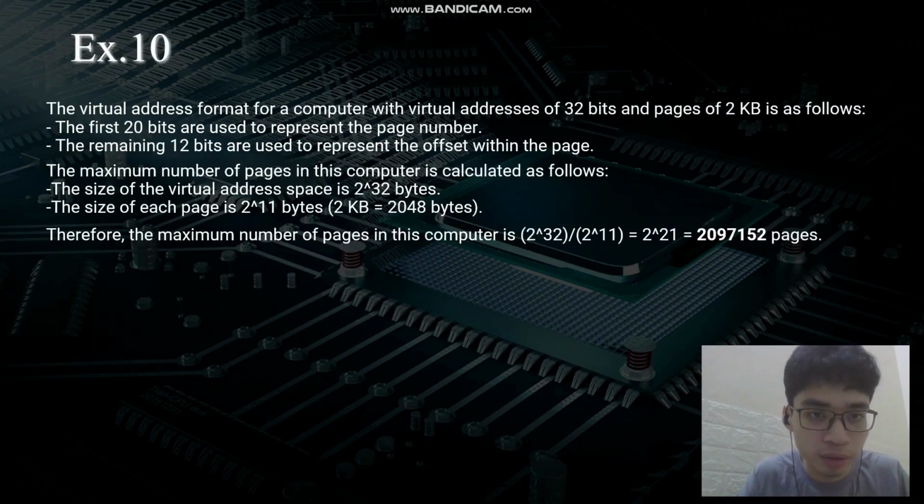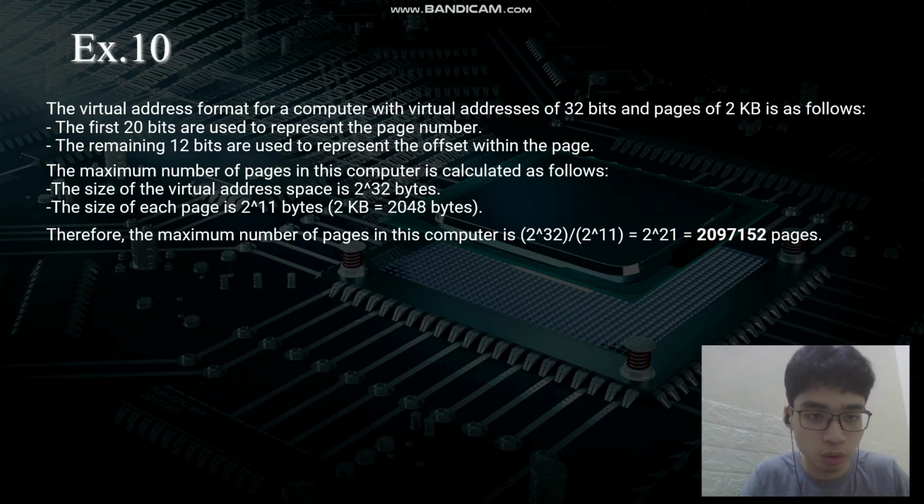The virtual address format for a computer with a virtual address of 32 bits and a page of 2 kilobytes is as follows. The first 20 bits are used to represent the page number. The remaining 12 bits are used to represent the offset within the page. The maximum number of pages in this computer is calculated as follows.